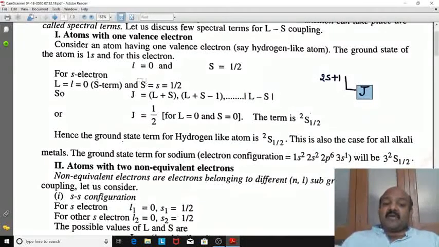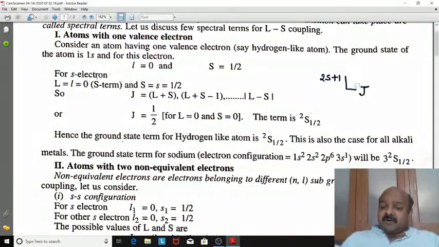For that, we calculate capital S. Capital S is equal to small s, again because there is only one electron, and small s is half, just as I have told you. So, capital S will also be half. So, when you substitute this half value here, it will be 2 into half plus 1. It will be 2. So, this 2 is the multiplicity of the state.